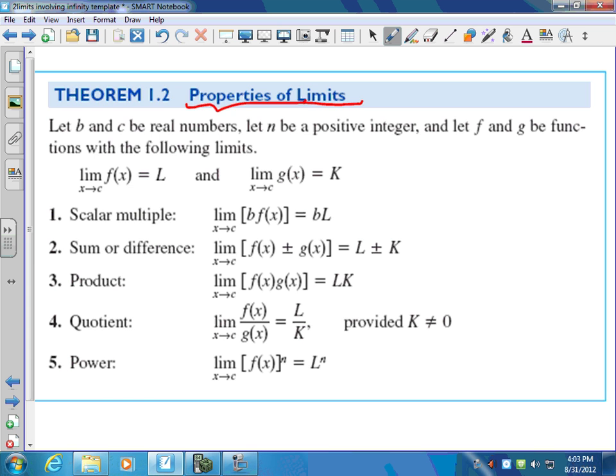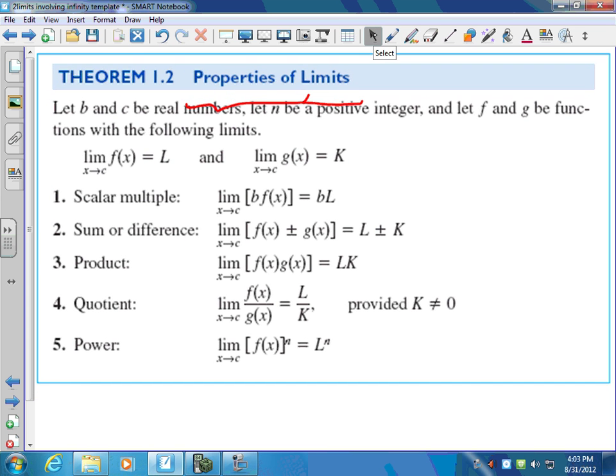And limits have very, very nice properties in the sense that if you have a constant multiple, you can pull out the constant. So let's just begin with the definition. If the limit of a function f of x is L, and the limit of the function g of x is k, when you have a scalar multiple, the limit of b times f of x, you can factor out the b, and it'll be b times the limit of f of x, which is L. So the answer becomes b times L.